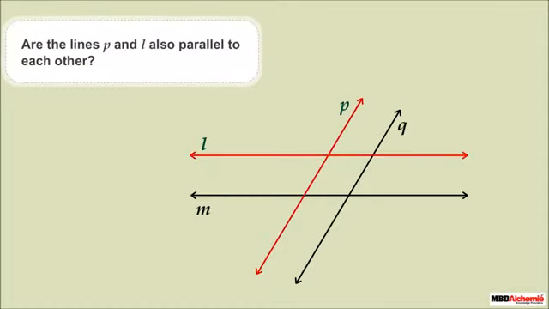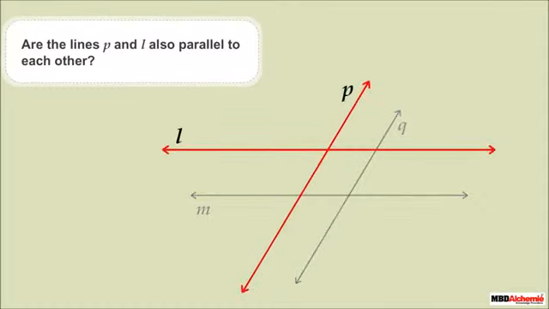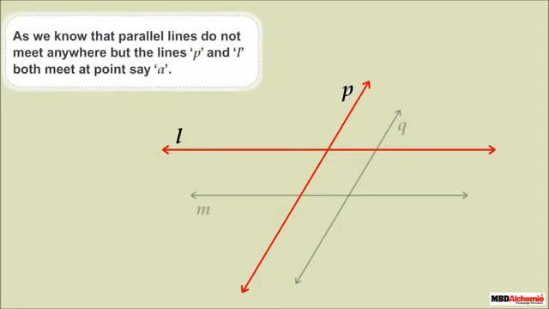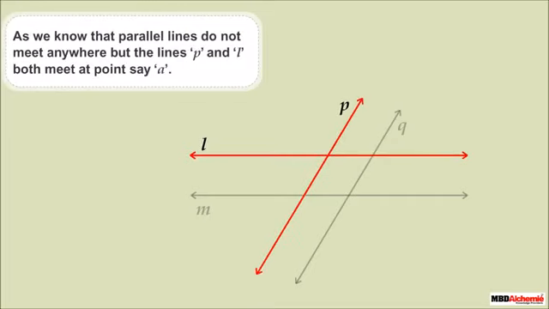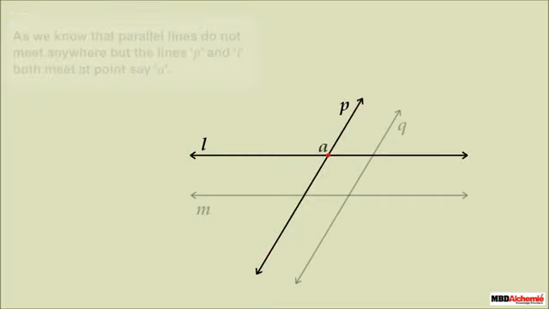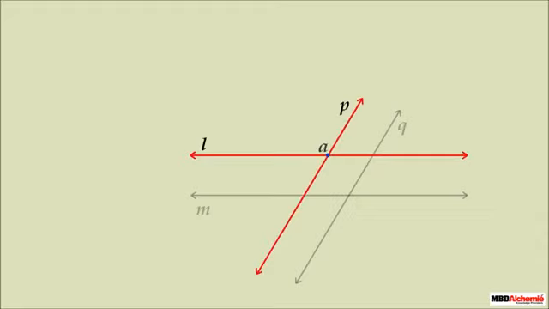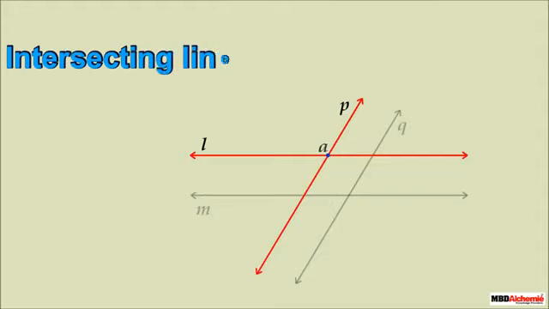Are these lines P and L also parallel to each other? No, these are not parallel to each other. Then what can you say about these lines P and L? As we know that parallel lines do not meet anywhere, but the lines P and L both meet at a point, say A. Thus, it shows that these lines P and L are not parallel to each other. As we can see that the lines P and L cut each other at a point A, these lines are called intersecting lines.